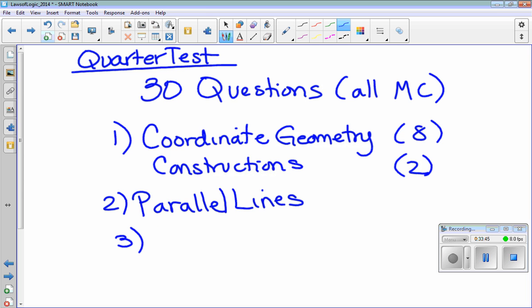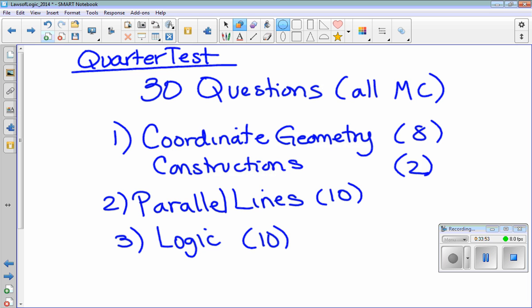And then the last section is going to be on logic. And you are going to have 10 questions on parallel lines and 10 questions on logic. Okay? So that's how it's going to kind of be divided. We only have 2 questions on construction.